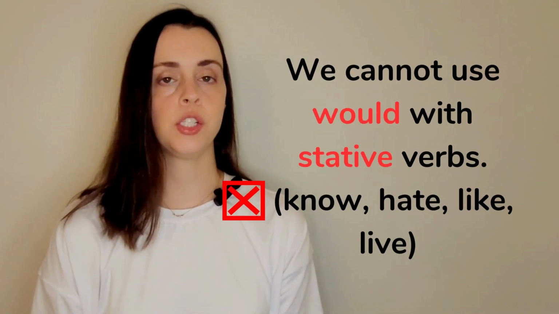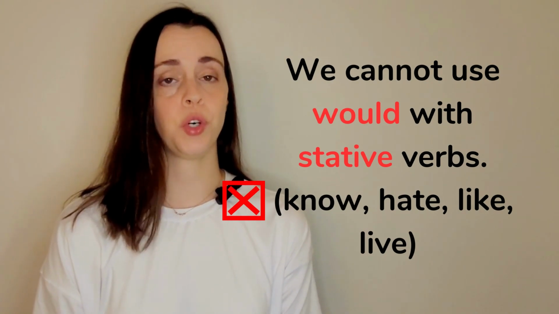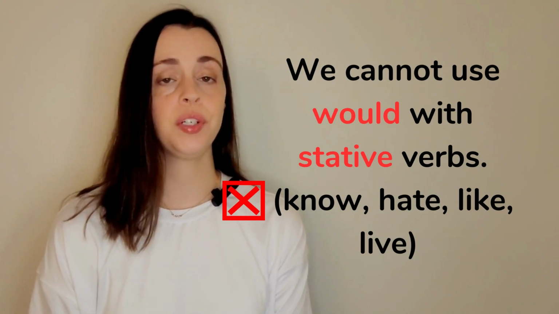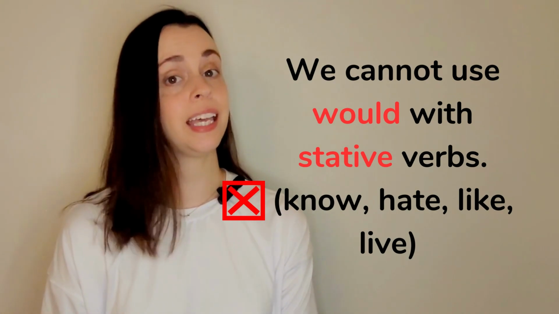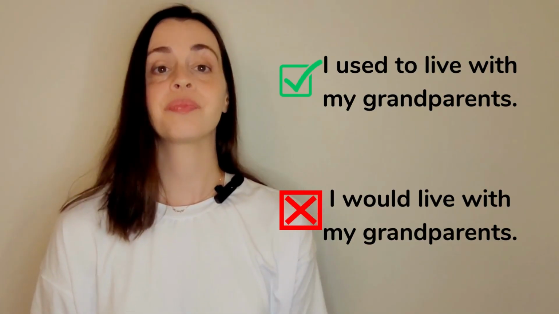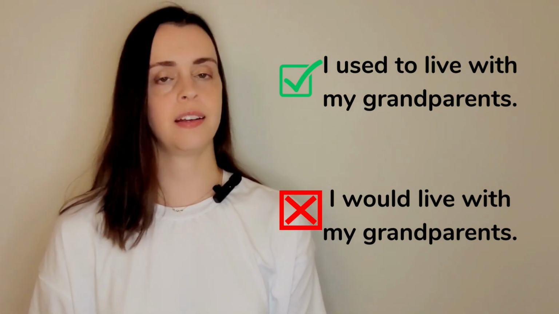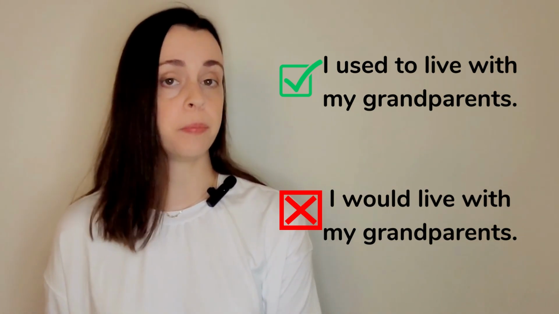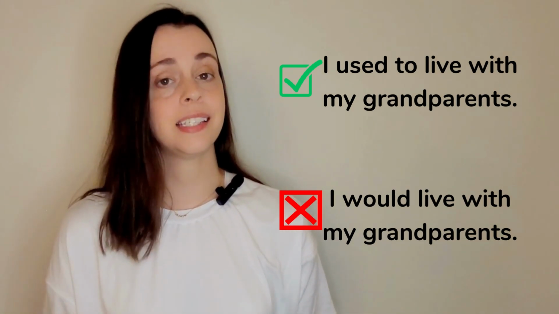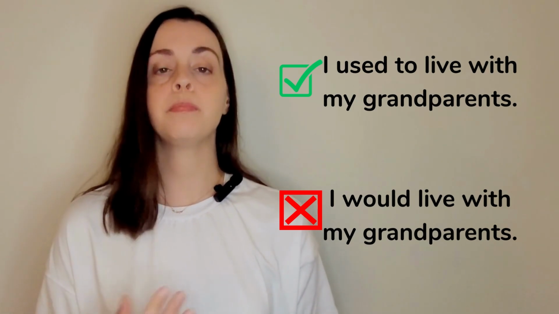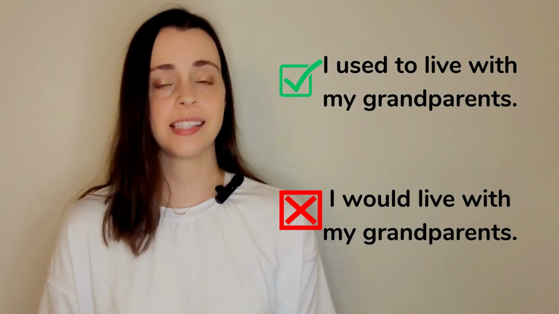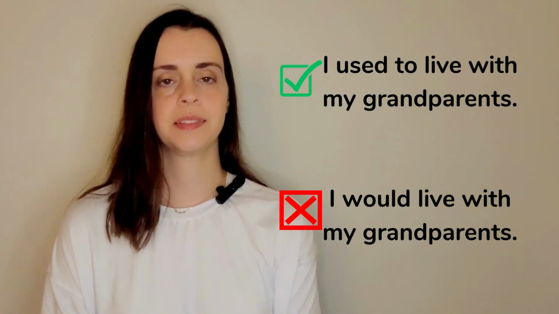It's very important to know that we cannot use would with stative verbs. For example, know, hate, like, or live. Let's look at some examples. You can say, I used to live with my grandparents. You cannot say, I would live with my grandparents. Live is a state. It is not a repeated action, but it is to live with someone. So we cannot say, I would live with my grandparents.